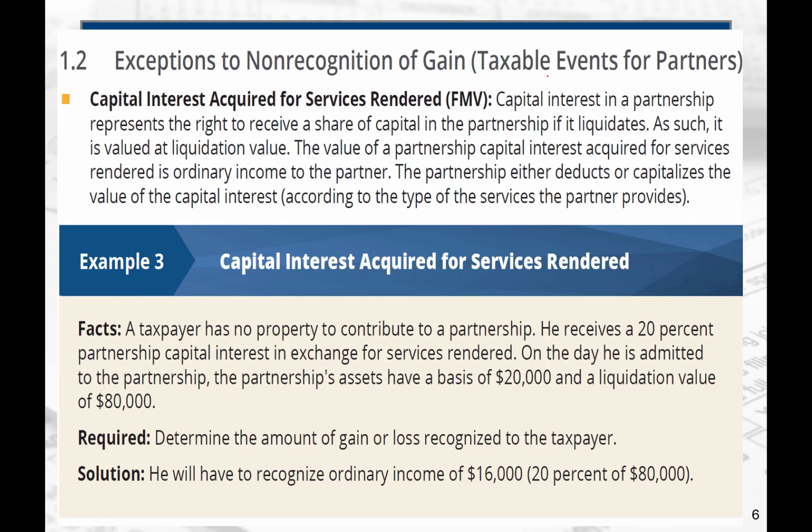Now you come over to exceptions to the no recognition of gain, and that is if a person provides service in exchange for what? A capital interest in the partnership if it liquidates. Well, now you've earned something, haven't you? You've earned a share of something that already has value, the liquidation value of those assets. Notice they use liquidation value. If they were to sell tomorrow, you would get a kick out of that for the services that you provided during this current year. So if that's the case, then what? Then the value of capital interest acquired for services will generate ordinary income.